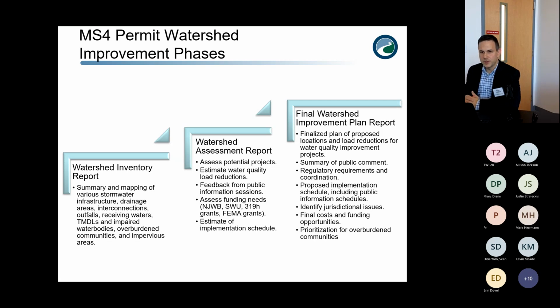And you'd think that, you know, if you're doing something that's part of a watershed improvement plan, you might not need as many permits, but we found doing watershed work in the past that those same rules still apply. Those stormwater management rules often still apply. You still need to get your wetlands permits. You still need to get all of that permitting, and that all takes time. So that coordination is really important, especially on the implementation side. Then coming up with the proposed implementation schedule, public information sessions, identifying any jurisdictional issues, final cost and funding opportunities, and then how you're going to prioritize work within overburdened communities within the watershed.